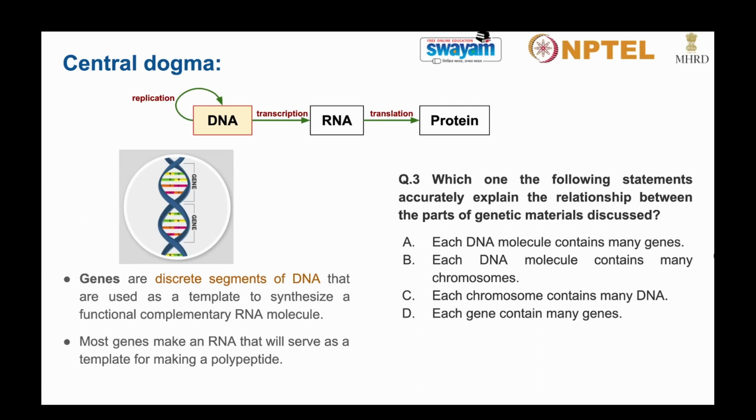First is, each DNA molecule contains many genes. Next is, each DNA molecule contains many chromosomes. Third is, each chromosome contains many DNA. And the fourth one is, each gene contains many genes. So this thing I've already discussed. So what do you think? What will be the probable answer to this question? Option A. Option A. Anyone else wants to answer? Yes, ma'am. A. Okay. Anyone else?